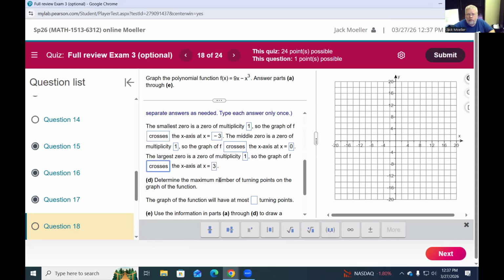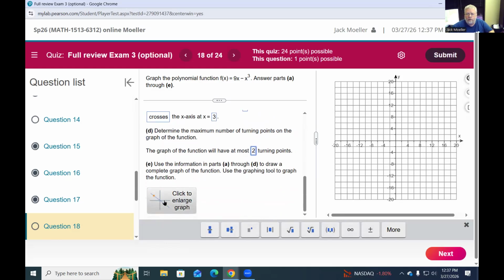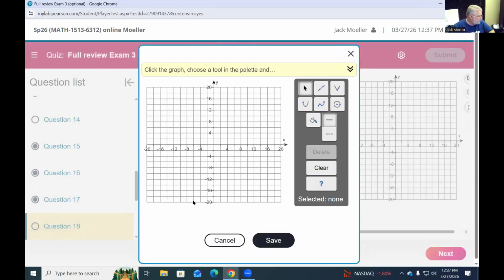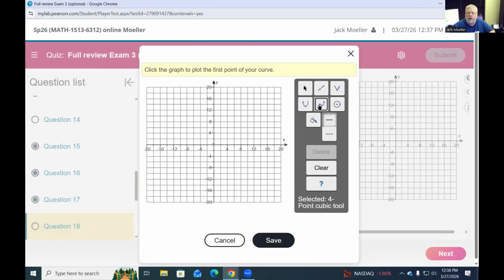Right. Determine maximum number of turning points. That was the degree minus 1. The degree was 3. This is 2. And now we need to graph it. So how do we graph something that's x cubed? Well, now we need our cubic tool. Notice it says 4-point cubic tool when I hover over it. Now, unlike the parabola where you have to do the vertex first, this is just the 4 points. So what do we know about our 4 points? Well, we know our x-intercepts are -3, 0, and 3.